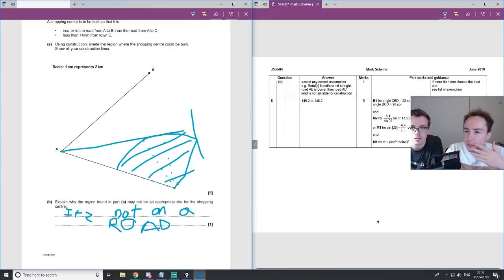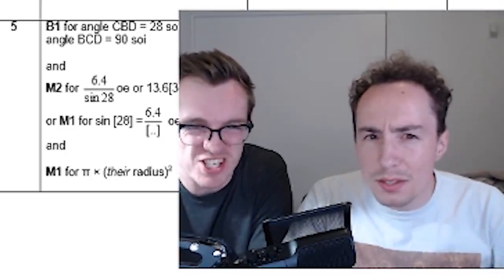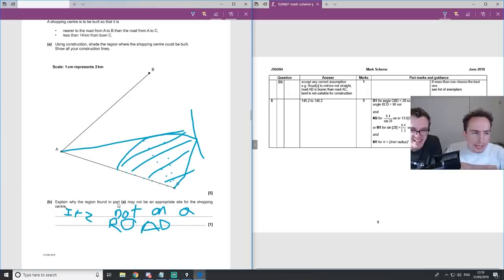Accept any correct assumption. Roads are not straight. Road AB is busier than road AC. Land is not suitable for construction. What in the Lord's name? Land is not suitable for construction. Explain why the region found in part A may not be an appropriate site for the shopping centre. The roads are not straight.